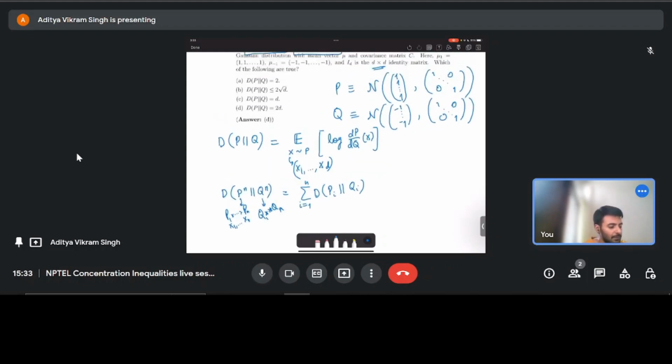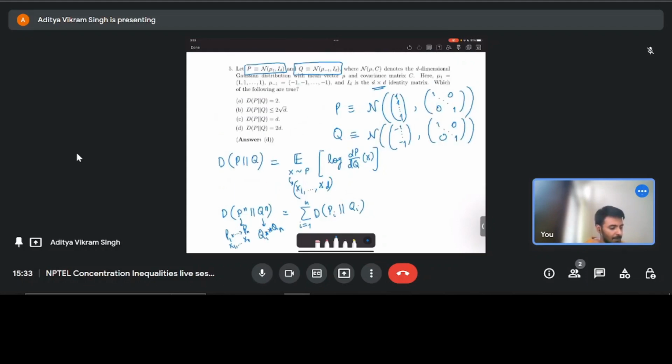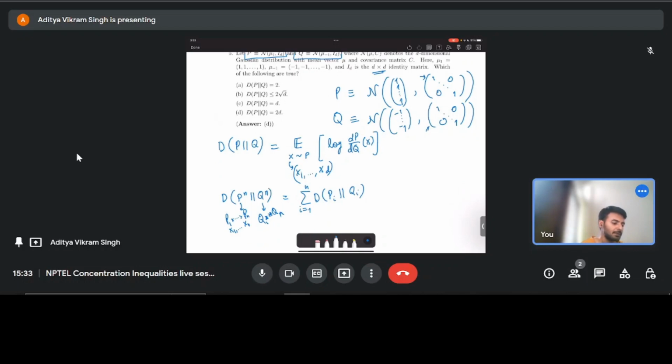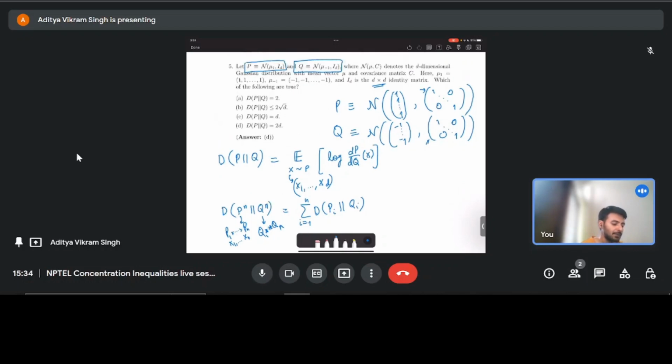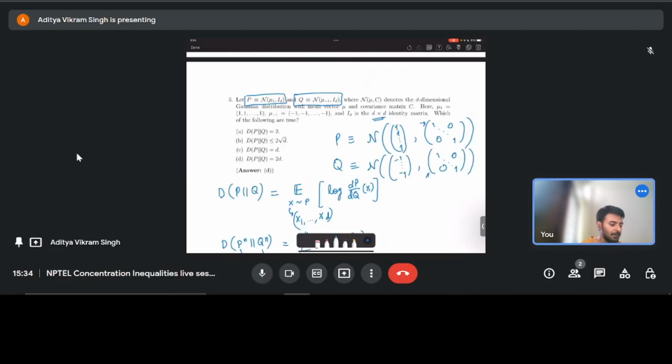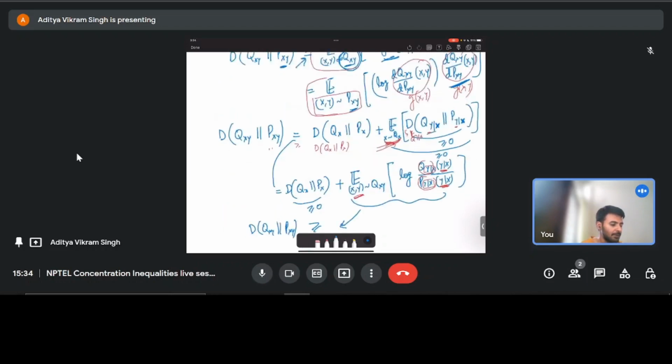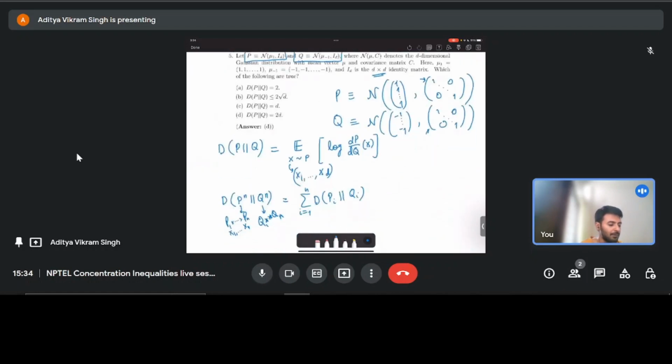And we can do that because P and Q are product distributions, because the covariance matrix is the identity covariance matrix, which means that all the d coordinates are independent of each other. If they were not, you still could have used the chain rule, but they would be conditional probabilities, like Q of y given x. Or you could also have written the probability density functions of P and Q and just computed this integral directly.